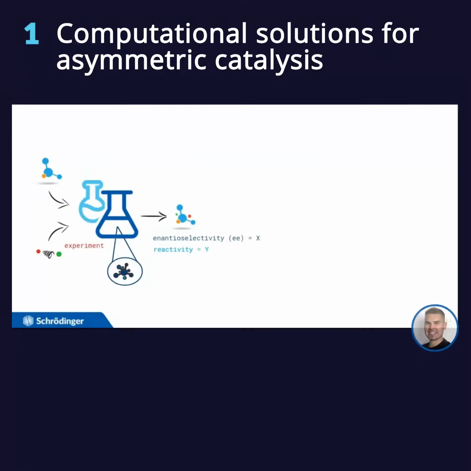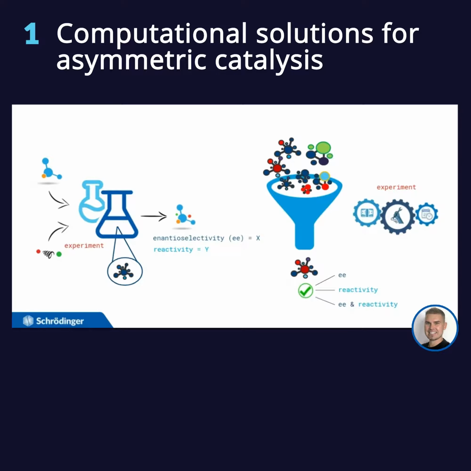In general, trial and error is still a dominant approach in asymmetric homogeneous catalyst design. Basically, here is your reaction, and what you want to do is to maximize enantioselectivity and sometimes also reactivity. In this setup, you basically need to synthesize various catalysts and evaluate their performance. The overall procedure is expensive, time-consuming, and involves a lot of labor.